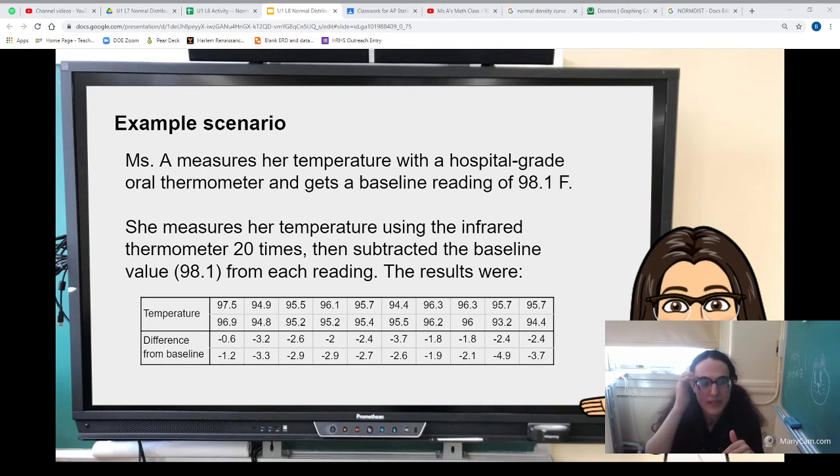So for instance, the way we would read this is this value of 97.5: if the IR thermometer read 97.5 degrees, that means it underestimated the temperature by 0.6 degrees. It came in at 0.6 below the baseline. And all of these are those differences. We see a lot of these underestimated by somewhere between 2 and 3 degrees. We're seeing a lot of underestimation. They're all negative numbers. Not a single one of these came out above my true temperature.